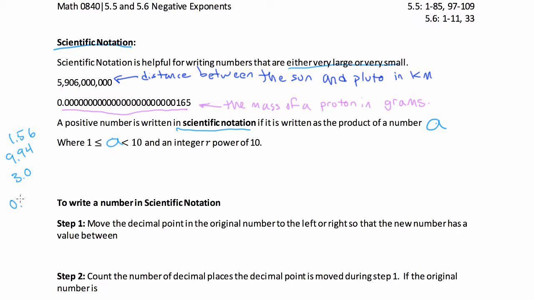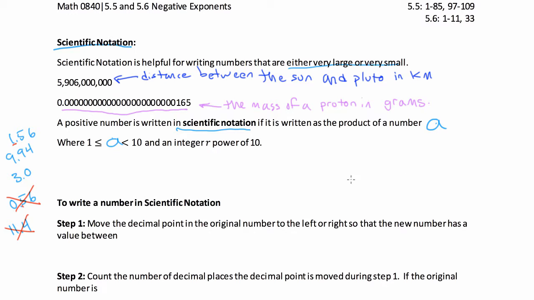Numbers like this, 0.56, that is not greater than 1. So that is not what I'm talking about. And numbers like 11.4, that's not what I'm talking about, because that is bigger than 10. So it's always a number and then maybe some stuff behind the decimal.